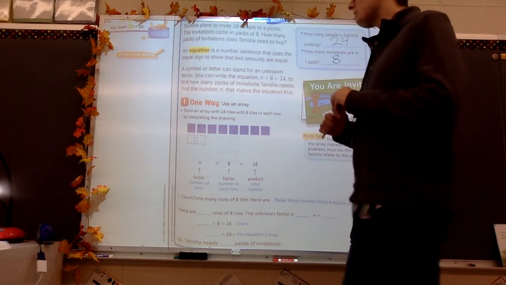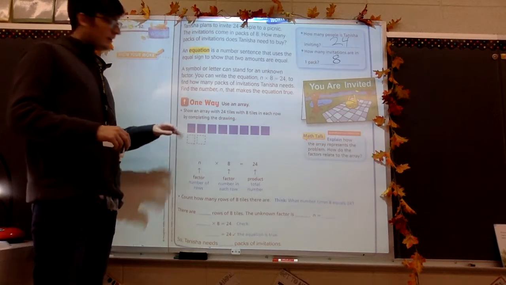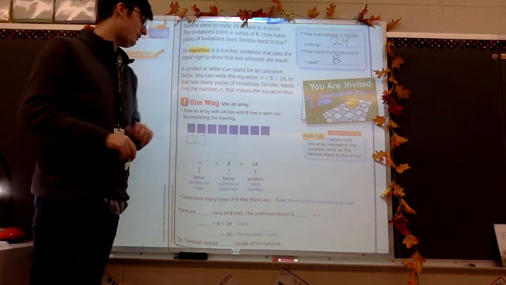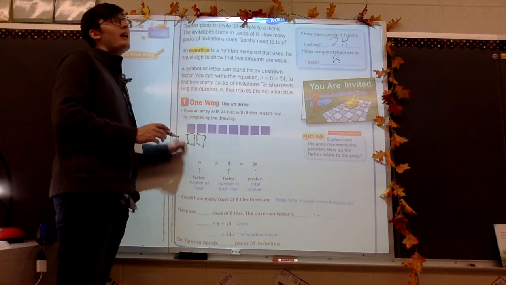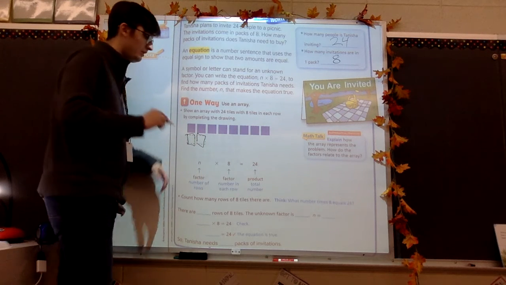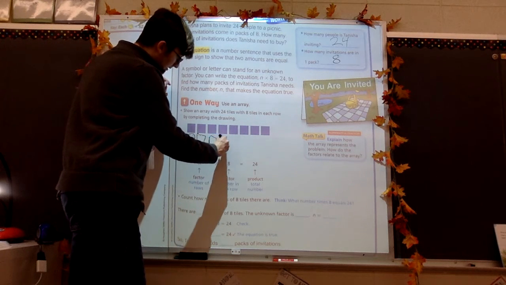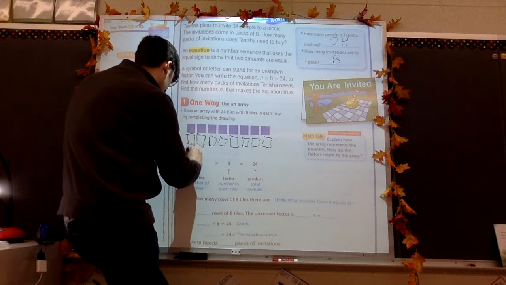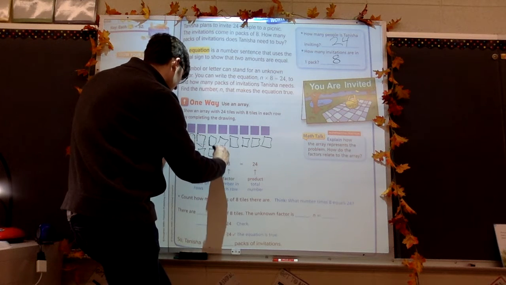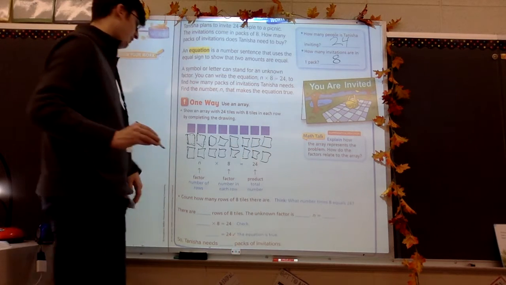So right, one way we can do this is by using tiles and arrays. They've already started it for us by showing us that you can have one row of 8. So we'll continue their work. We're drawing tiles until we have 24 tiles in total. So we have 8 so far. 9, 10, 11, 12, 13, 14, 15, 16, 17, 18, 19, 20, 21, 22, 23, and 24. So we have 24 tiles in total now.